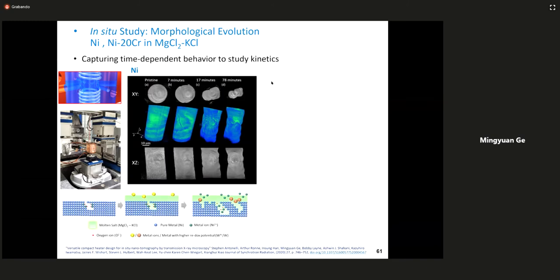In the mimic experiment, we use a nickel wire, which is one component of the container, and insert this nickel wire into a molten salt. We elevate the temperature to about 700 degrees C to see whether corrosion happens. In image A, there's a pristine wire with a uniform diameter. At 700 degrees C, after more than 1 hour, we can see a slight shrink of this wire.